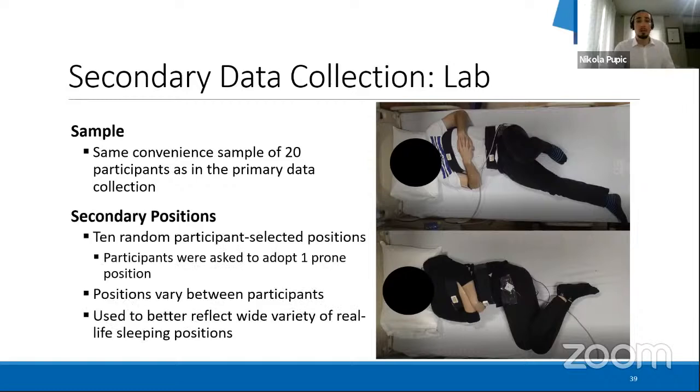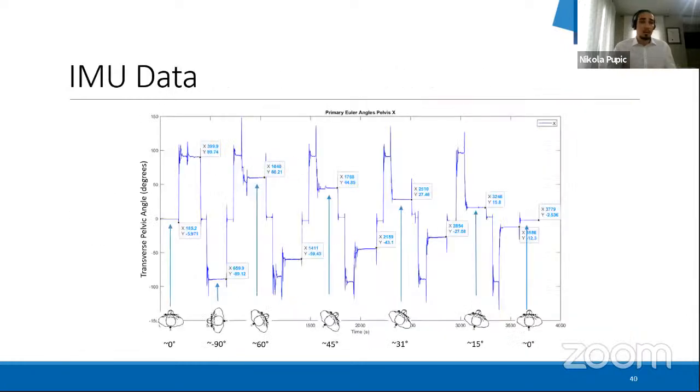These positions were used to better reflect the wide variety of real-life sleeping positions. Now here's an example of the IMU measurements. The graph shows the transverse pelvic angle versus the participant position. The IMU recorded measurements in the Euler roll, pitch, and yaw axes. However, I only needed the roll values in my analysis.